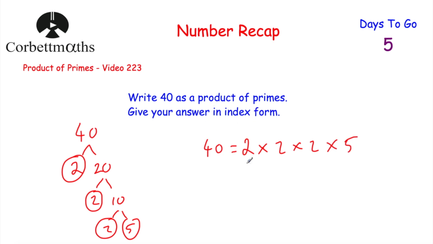But we're asked to give our answer in index form. So the answer would be 2 times 2 times 2 is 2 cubed multiplied by 5. And that's it. So 40 is equal to 2 cubed times 5.